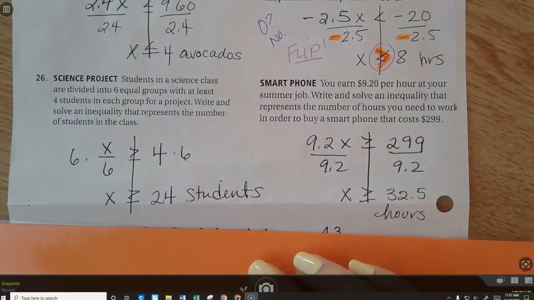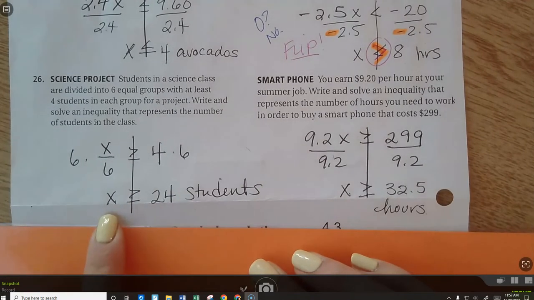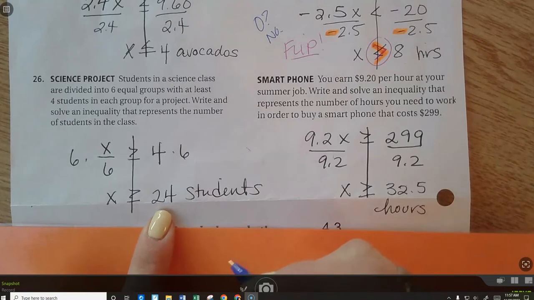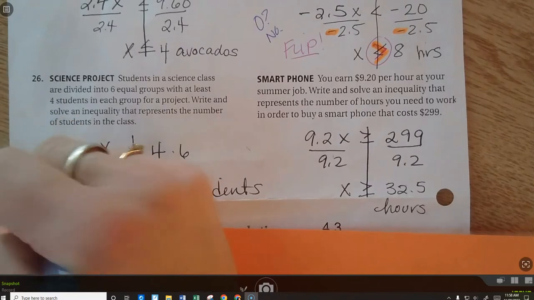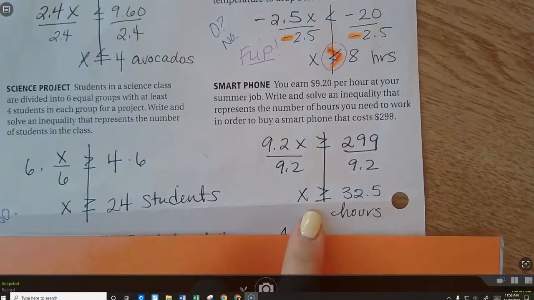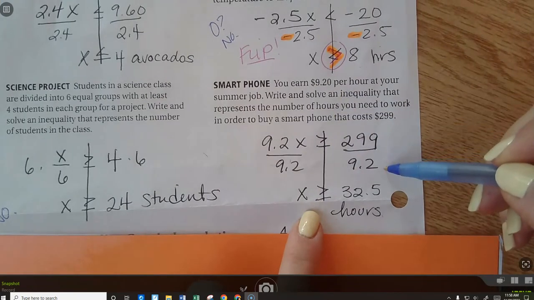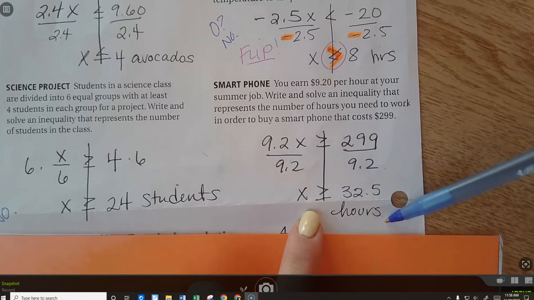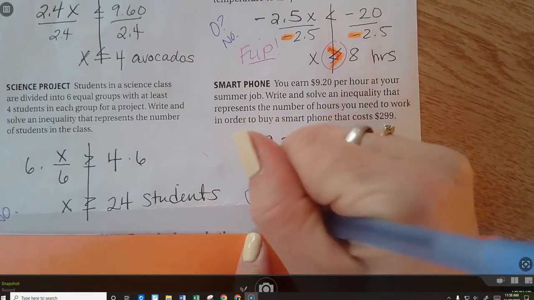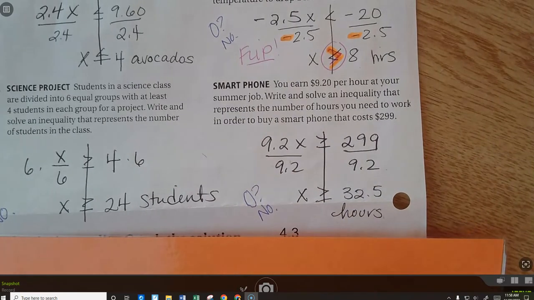And then let's check both of these. Times 6 times 6, I get X is greater than or equal to 24. Is 0 a solution that works there? Is 0 greater than 24? No. And here, divide by 9.2, divide by 9.2. So here I get X is greater than or equal to 32.5 hours. That's how long I'd have to work to get enough money. Is 0 a solution that works here? No, because 0 is not greater than or equal to 32.5.